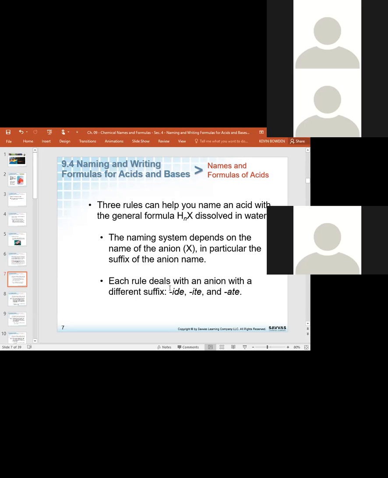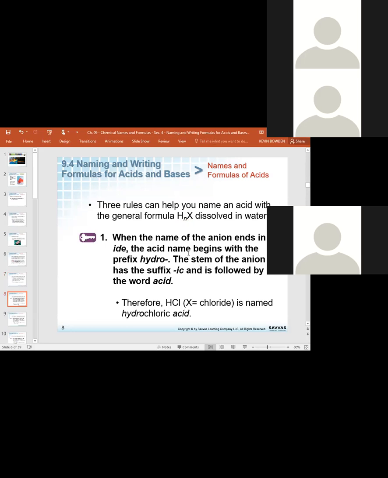So ide is going to be your first one. Remember, ide goes with the monatomic anions, so the one atom, so chloride, oxide, nitride, all of those. Ite and ate are going to be those anions that have oxygen, but ate has one more oxygen than ite does. So if it ends in ide, that should be all together.